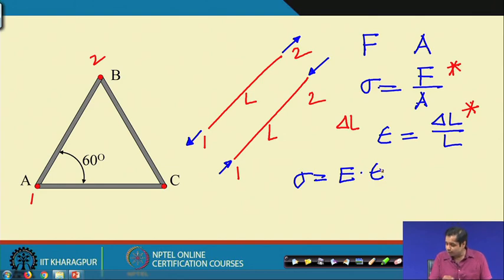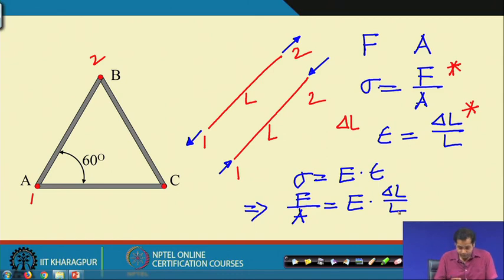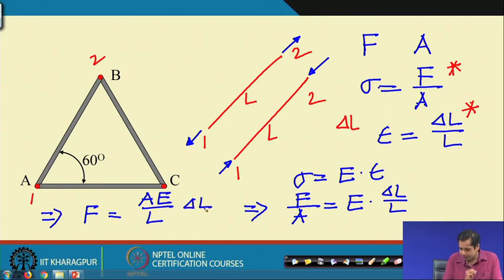Now, if I substitute the values of sigma and epsilon here, this becomes F by A is equal to E, the Young's modulus, times delta L by L. This gives us a very important equation: F is equal to A E by L into delta L.